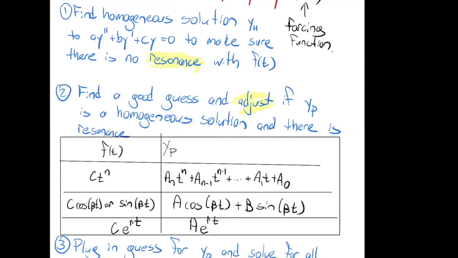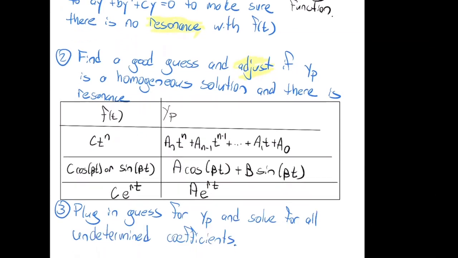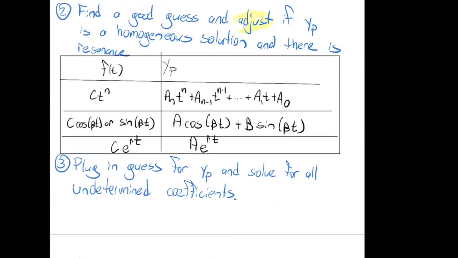But we did need to be careful to see if our guess has resonance with the homogeneous solution, then we might need to multiply by a factor of t in order to correct for that. So once you come up with your guess, take into account whether there's resonance. Then you plug your guess into the differential equation and solve for whatever undetermined coefficients you might have. We were mostly just focusing on coming up with the guess and not too much the algebra for how we solve for those coefficients yet.